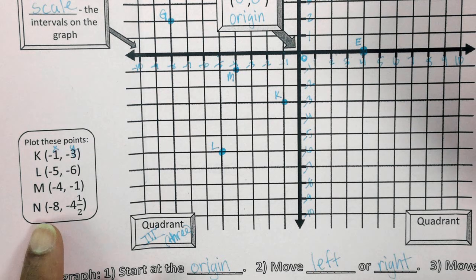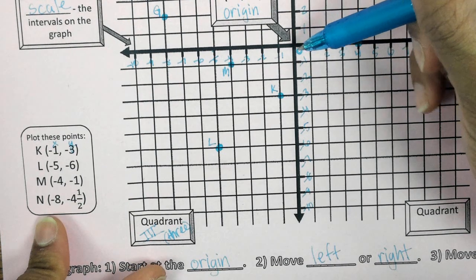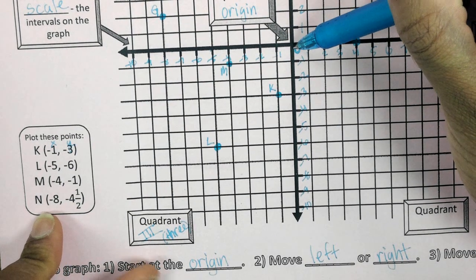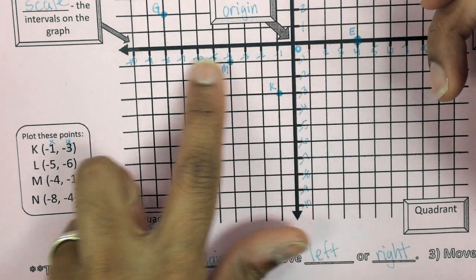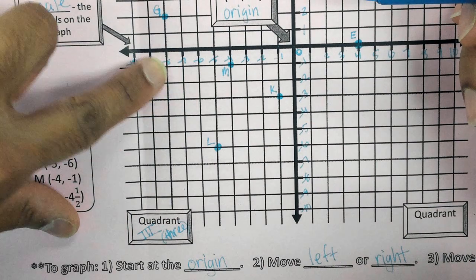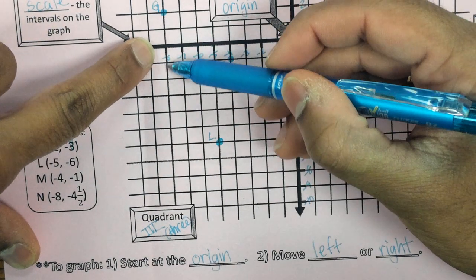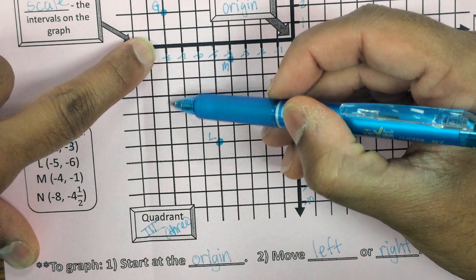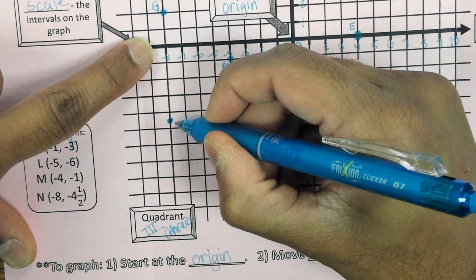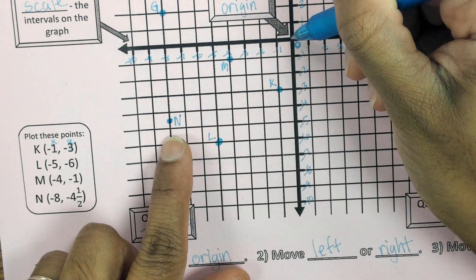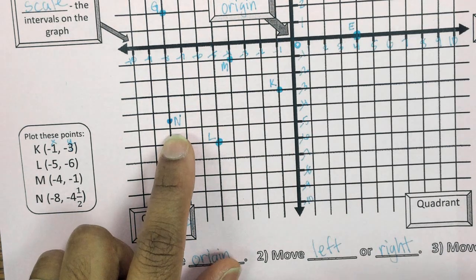And the last one, letter N, -8, -4.5. So with -8 and -4.5, start at the origin. We move on our x-axis to -8. -8's on the left side, so move all the way to -8. Then we move down to -4.5. So we go down to -1, -2, -3, -4, but then we move down 1/2 more spaces. So -8 for my x value, -4 and 1/2 for my y value.